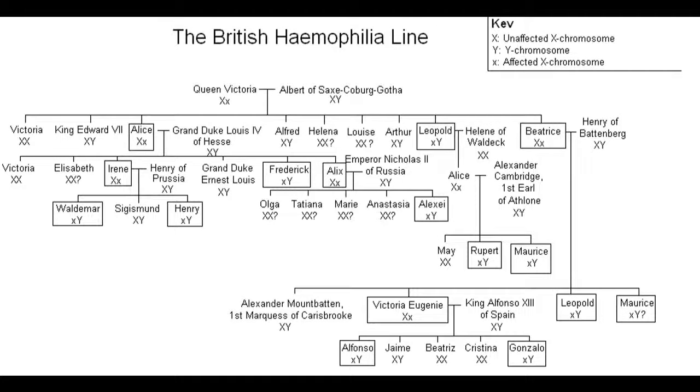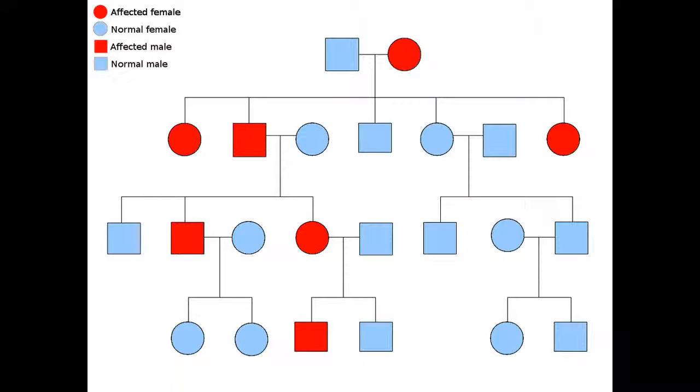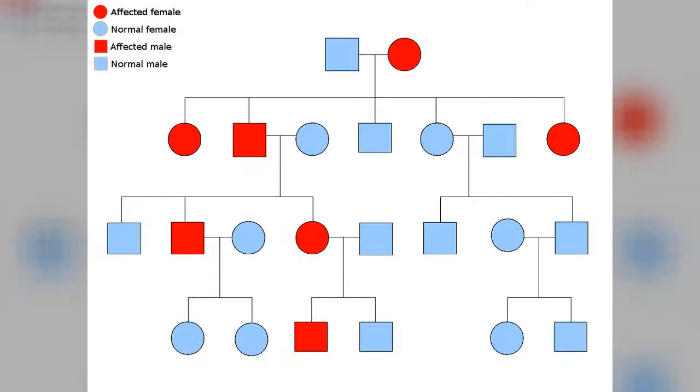Pedigrees are helpful if we want to trace a trait. They can also help you out if you want to calculate the possibility of your offspring showing up with the trait, or understanding if the trait will be masked or dominant.